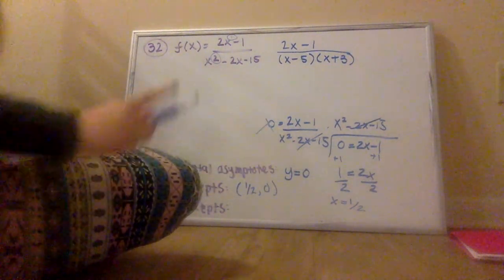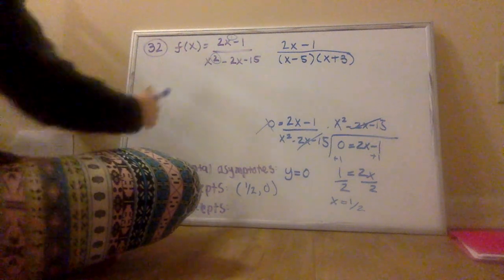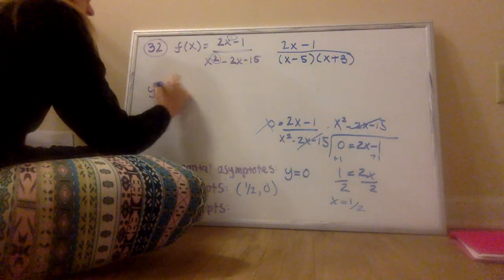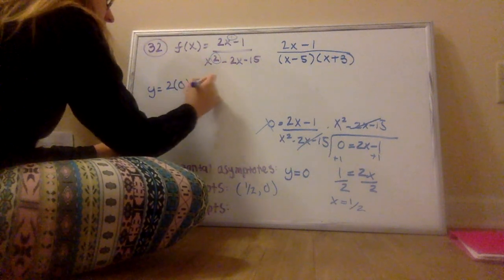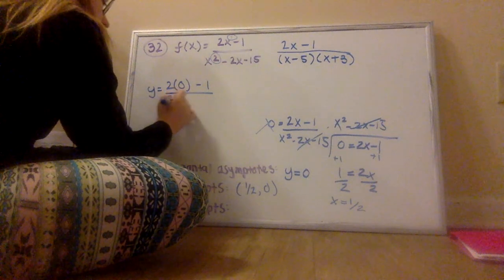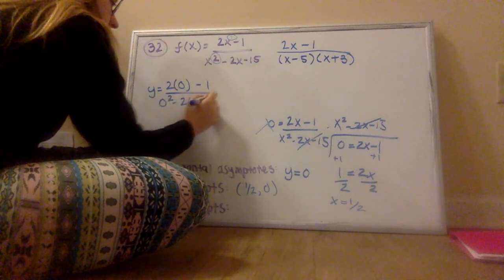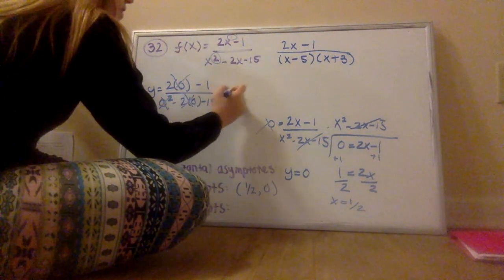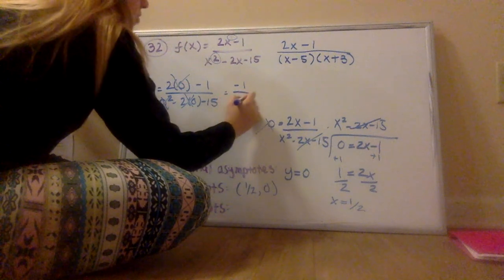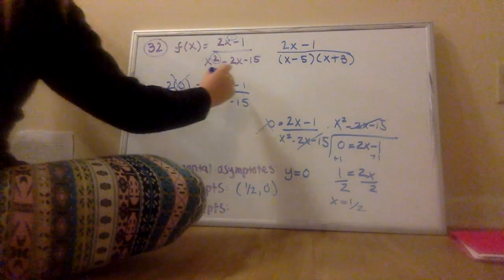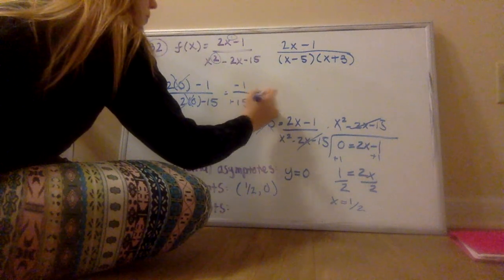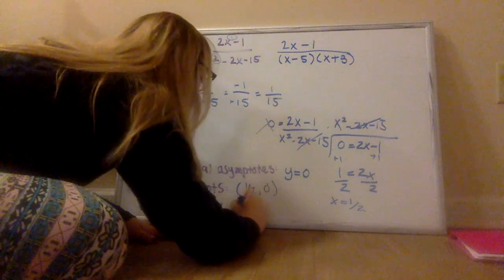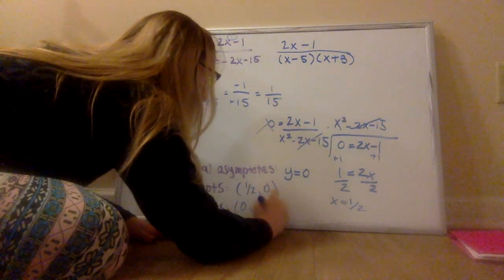And then for our y-intercept, I'm going to go ahead and erase that. For our y-intercept, that's when we set all of our x values equal to 0. So we have y equals, and we're plugging in 0. Alright, well then that makes these values go away, so we're left with negative 1 over negative 15, and a negative divided by a negative cancels. So now we have our y value is 1 over 15. So our y-intercept is 0, 1 over 15.